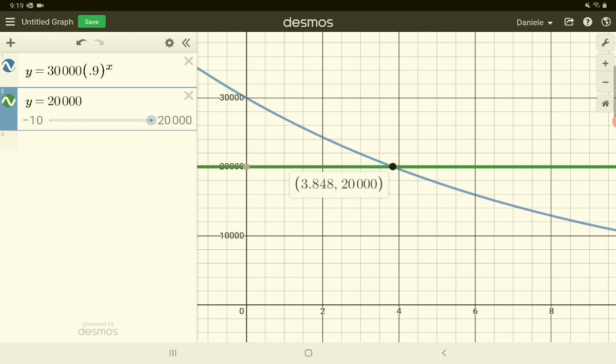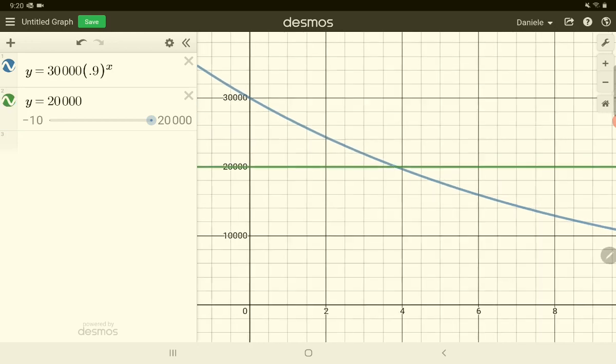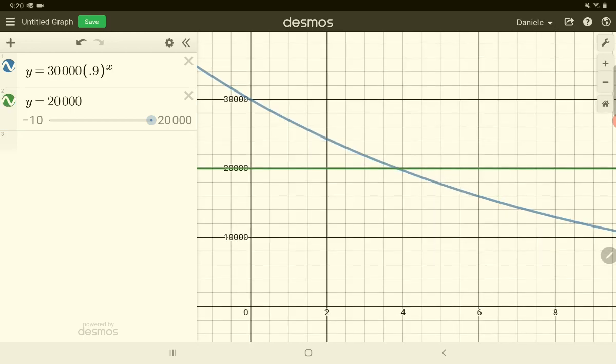So I kind of manipulated Desmos a little bit. Instead of eyeballing how many years it would take for the car to depreciate to 20,000, and yes, I could eyeball that, I know it's somewhere just less than 4, I can get an exact value if I plot the horizontal line y equals 20,000. My point of intersection is what I'm looking for, and I'm looking for this time value, my x, this first number, 3.848.